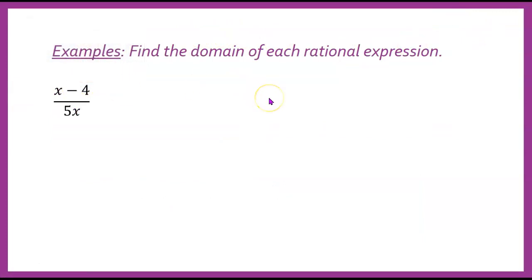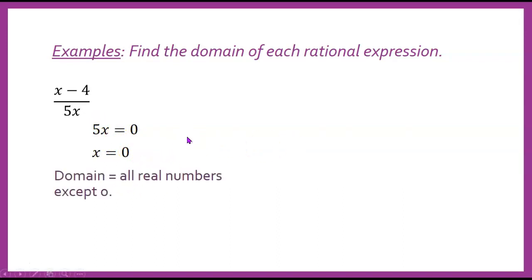We're going to find the domain of each rational expression. So here the expression is x minus 4 over 5x. And for the domain, we don't care what's on top. We just care about the bottom and when could it equal 0. So if I take that denominator 5x and set it equal to 0, I can divide both sides by 5 and get x equals 0. That's the solution to that little equation there. So that means the domain is everything except that number. All real numbers except 0.